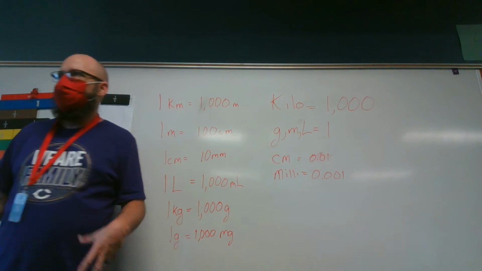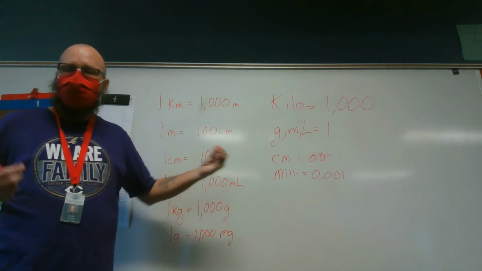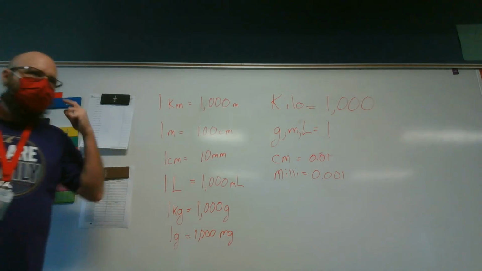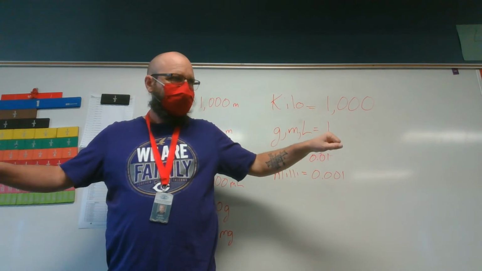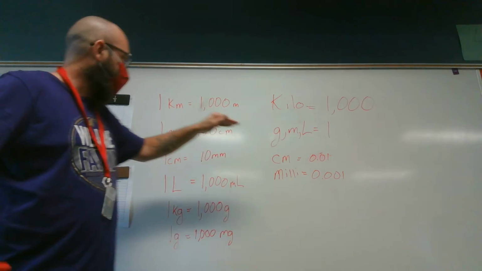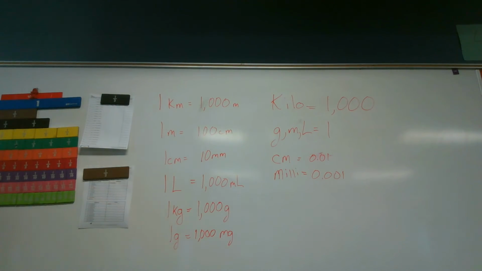Okay? So just, when you're doing that, realize the numbers don't change. When we go bigger to smaller, we multiply. Smaller to bigger, we divide. And you're always dividing by 1,000, 100, 10.